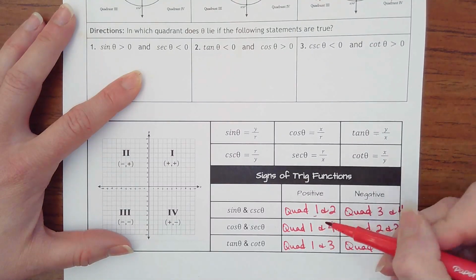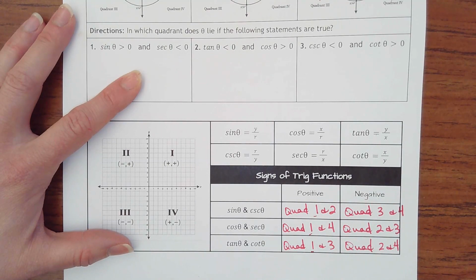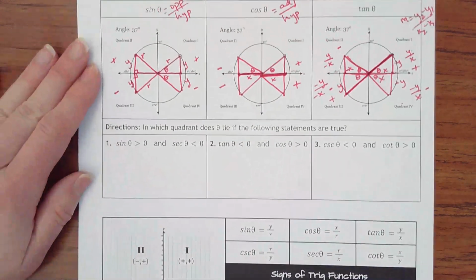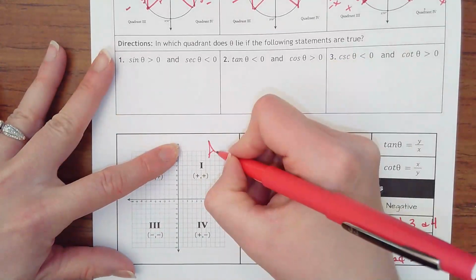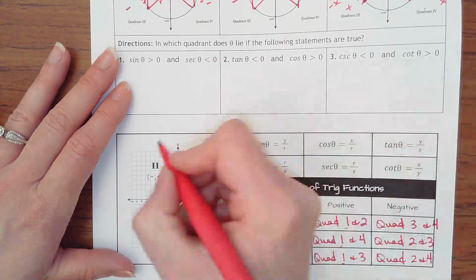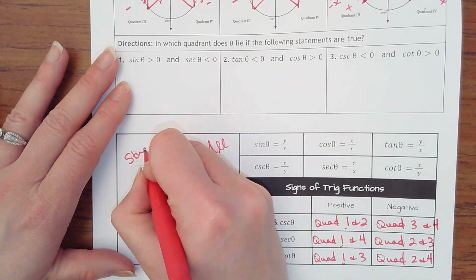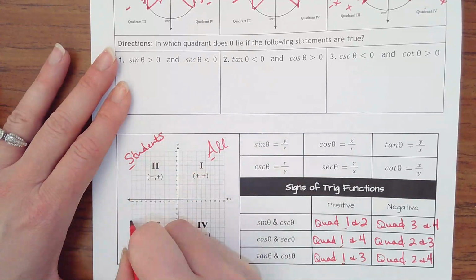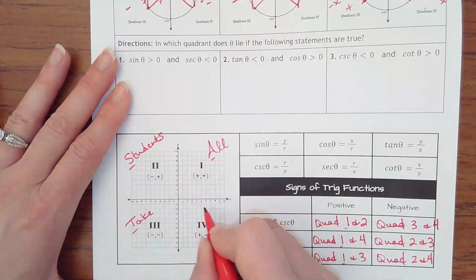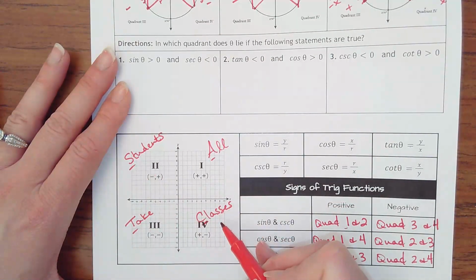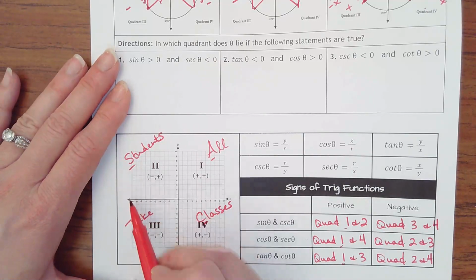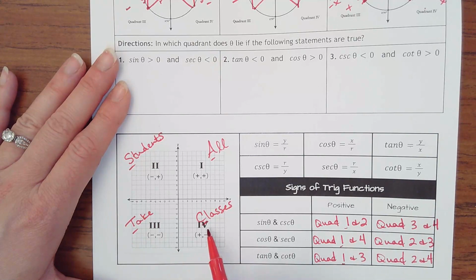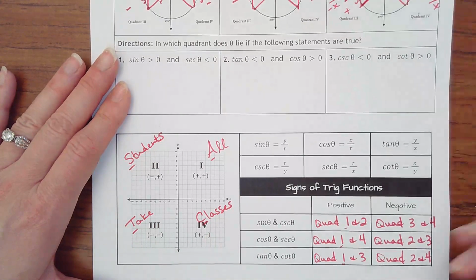So what do you notice? In quadrant 1, everything's positive. There are no negatives in quadrant 1. There's also an acronym here that we could use. Start in quadrant 1 and put A for all, then S for students, T for take, C for classes. It's just a way to remember. All Students Take Classes. Everything's positive, all. Sine is positive in quadrant 2. Tangent's positive in quadrant 3. And then cosine's positive in quadrant 4.